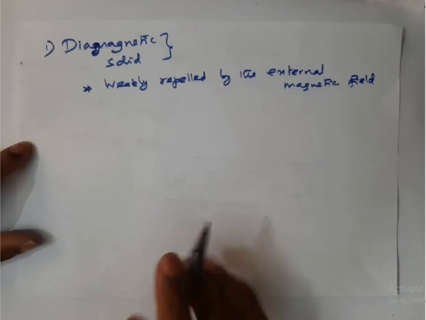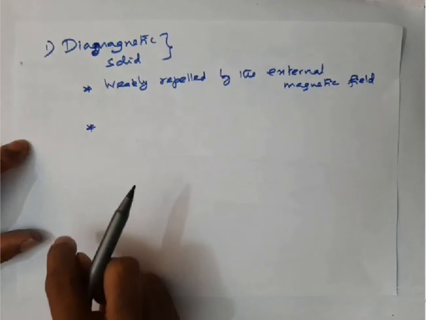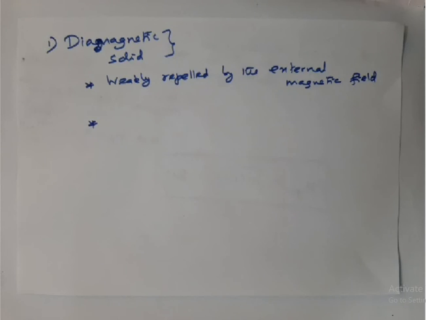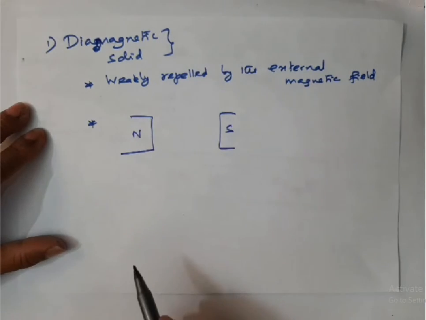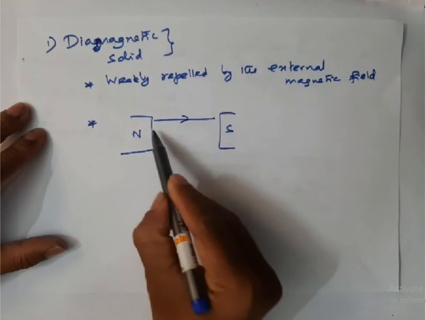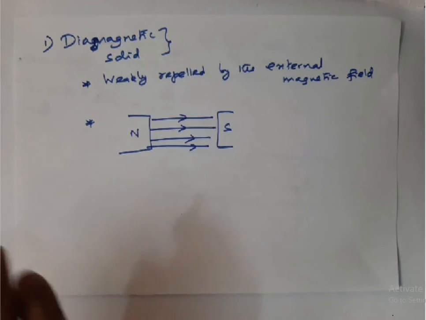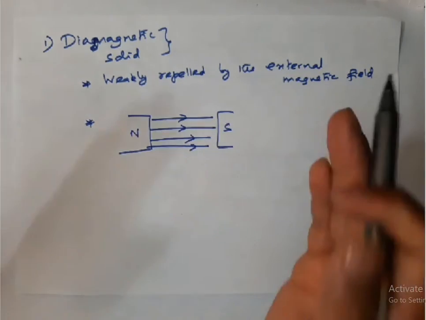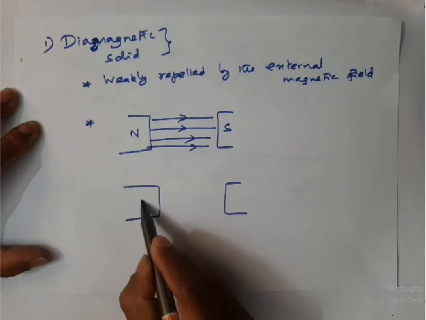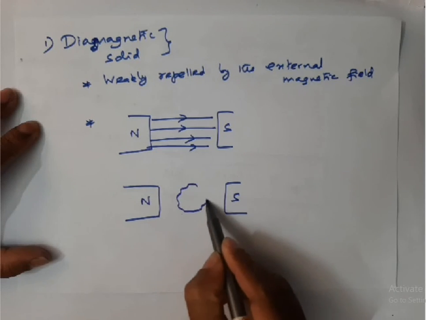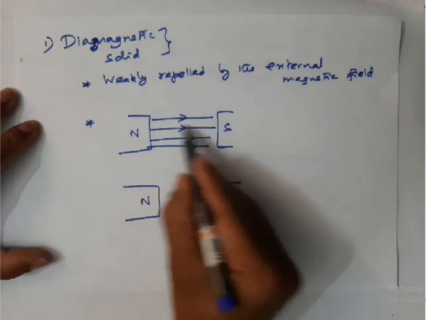Why? What is the reason? The reason is the magnetic field that arises in the solid. Students, listen carefully. Suppose I take a magnet. This is the external magnetic field. Say this is the north pole, this is the south pole, and assume that this is the direction of the magnetic field, the magnetic lines of force, which exist in the external magnet. Now, I'm going to keep some solid in the magnet.